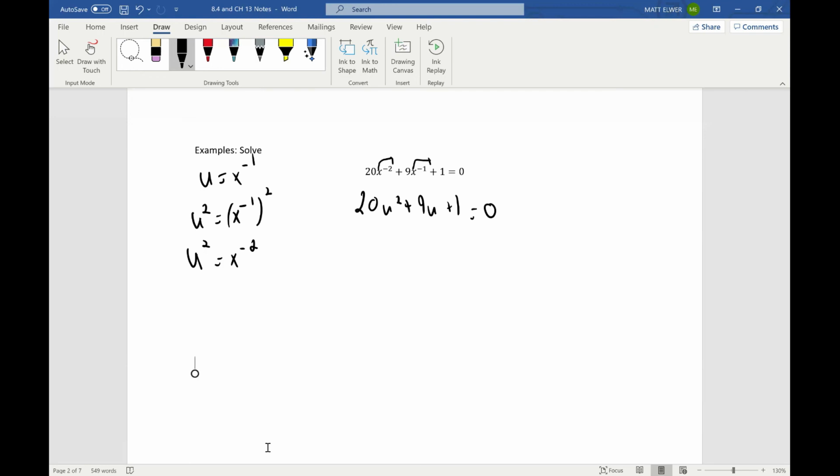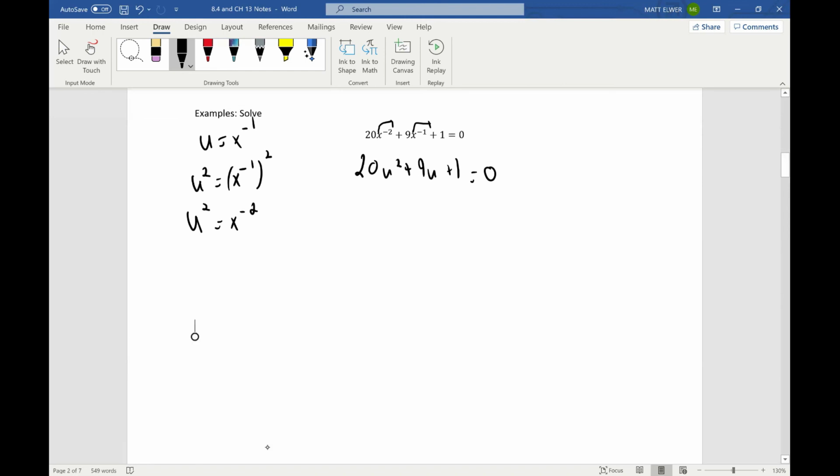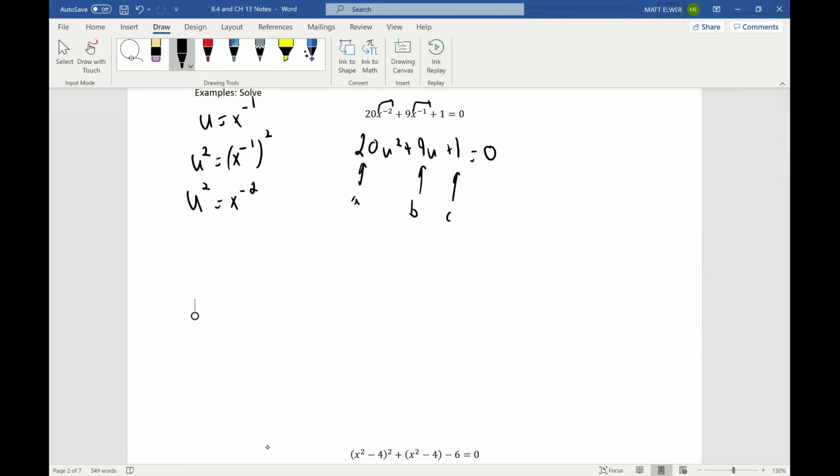I think what I'm going to do here is use the quadratic formula on this one. So it's a little bit different, right? Notice that my a term is 20, my b term is 9, and my c term is 1. So we'll plug that into the quadratic formula.